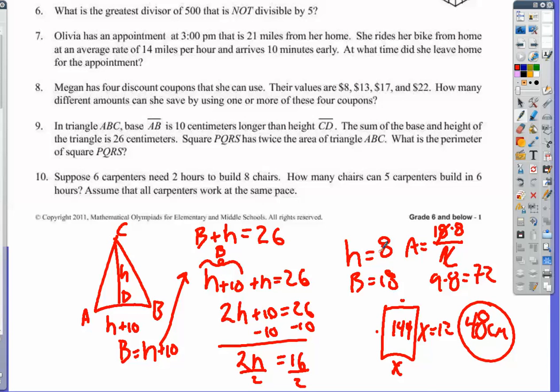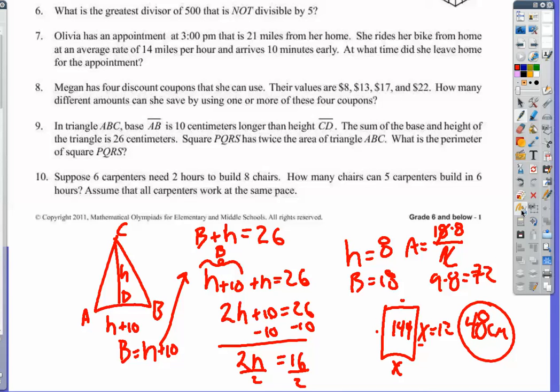Well, if the height is 8 less than the base, 8 plus 10 is 18. So then I can find the area of my triangle, which is 72. Twice 72, because it tells us that the area of the square is twice, is 144. And I know a number times itself is 144. So that number has to be 12. And we want the perimeter of the square. 12 plus 12 plus 12 plus 12 is 48.